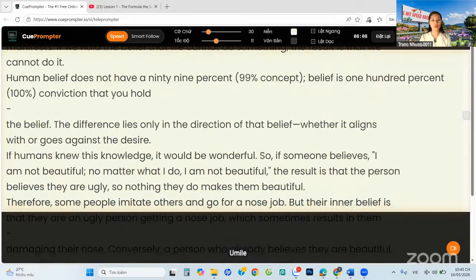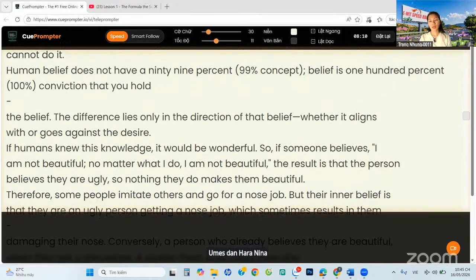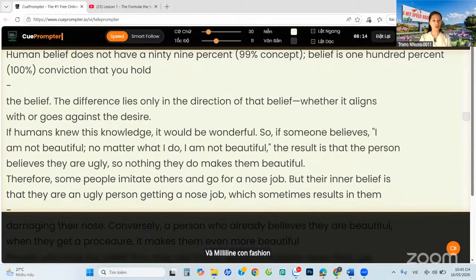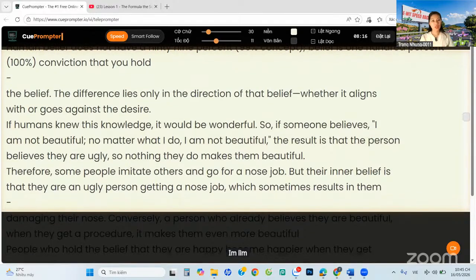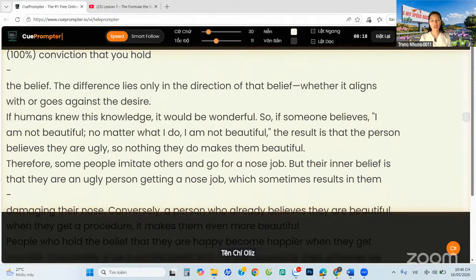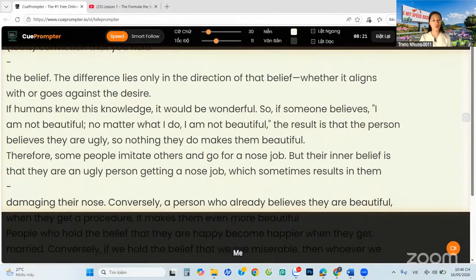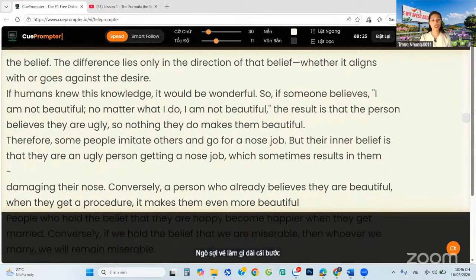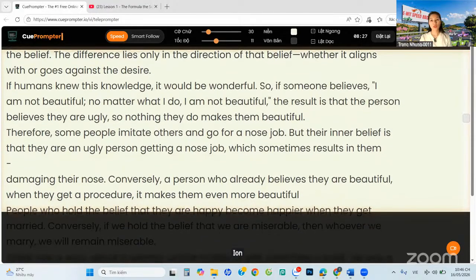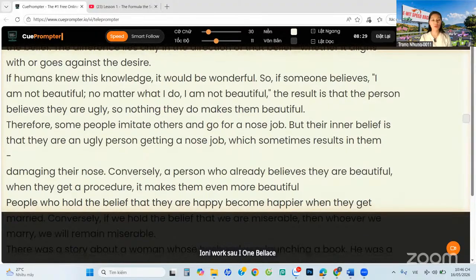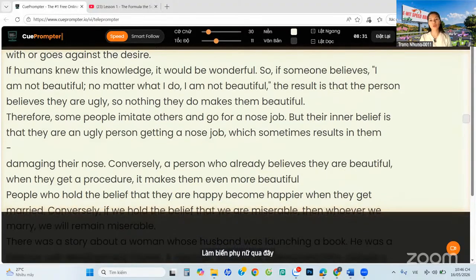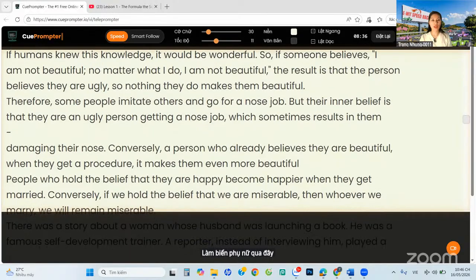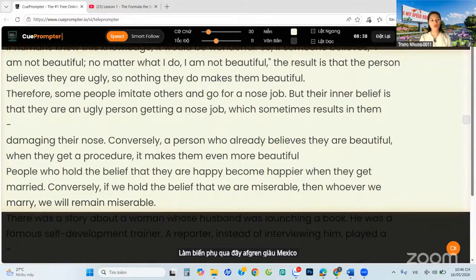Human belief does not come at 90%; belief is 100% conviction that you hold. The difference lies only in the direction of that belief, whether it aligns with or goes against the design. If humans knew this, it would be wonderful. So if one believes, I am not beautiful, no matter what I do, I am not beautiful, the result is that the person believes they are ugly, so nothing they do makes them beautiful.